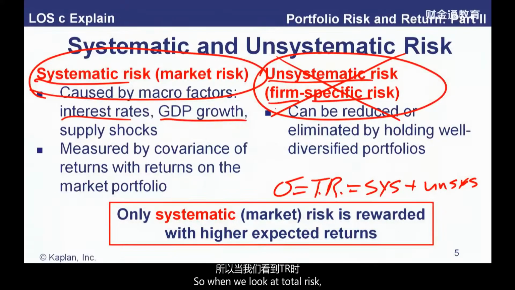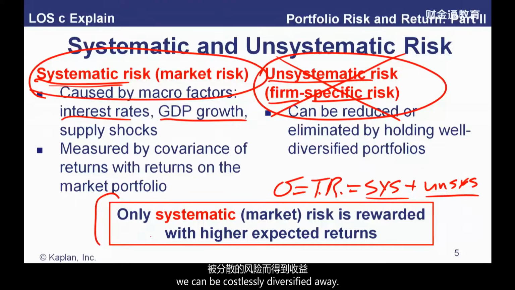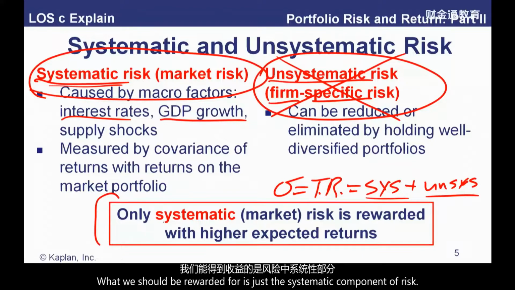All right? So when we look at total risk, well, we're measuring systematic and unsystematic risk. Well, it is systematic risk that we can't get rid of, all right? And this is the systematic risk principle, and that is that when we look at a portfolio, we shouldn't be rewarded for risks that we can costlessly diversify away. What we should be rewarded for is just the systematic component of risk, all right?